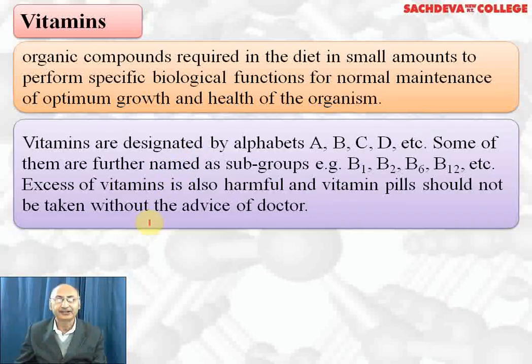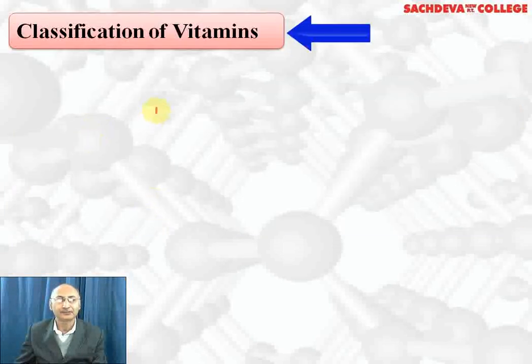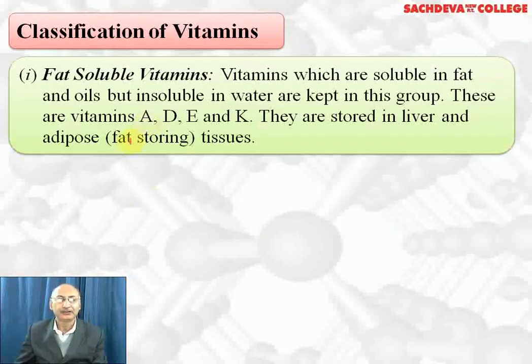Vitamins are designated by alphabets A, B, C, D, etc. Some of them are further subgroups: B1, B2, B3, B5, B6, B12, etc. Excess of vitamins is harmful and vitamin pills should not be taken without the advice of the doctor. Classification of vitamins. Vitamins are classified in two categories.